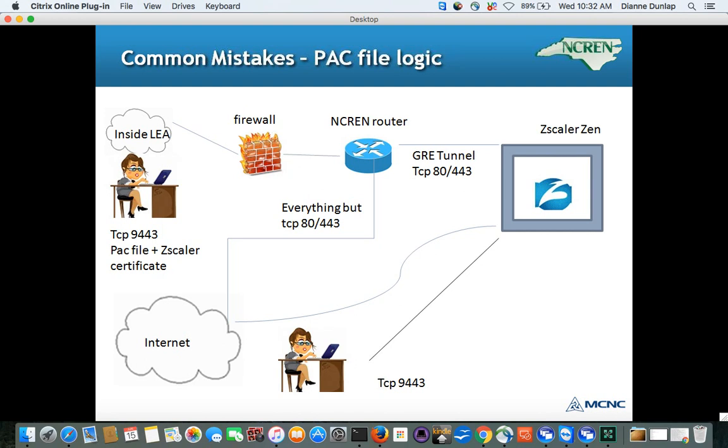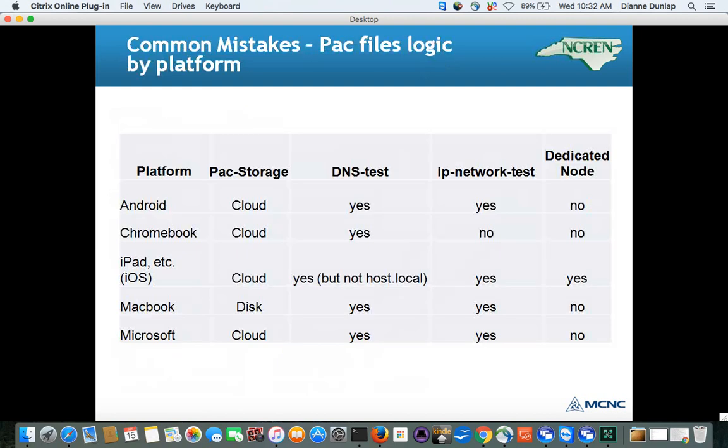And here we're showing how the PAC file logic can be somewhat different depending on the type of device in question. For example, a Chromebook does not do an IP network test. Everything for a Chromebook resolves to the loopback. So you can't really use the same PAC file for a Chromebook as you would for a laptop because it's just different. Once in a while, we'll see where we have folks taking one of the stock PAC files that Zscaler puts out there for everybody and trying to use those, or using a laptop PAC file on an iPad. These things don't work well.